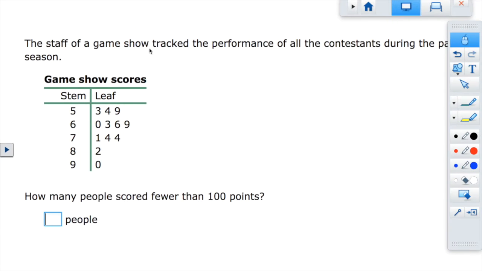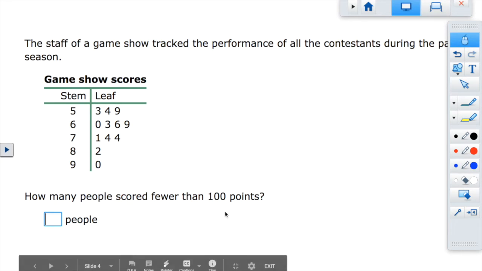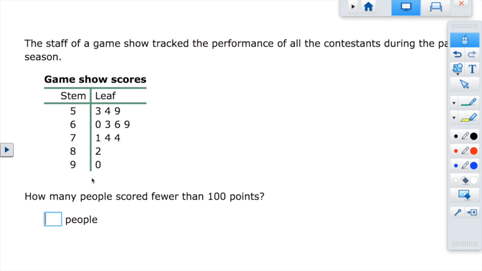The staff of a game show tracked the performance of all the contestants during the past season. So here's all the scores. Again, this one would represent 53, 54, 59. How many people scored fewer than 100 points? Well, the biggest one here is 90. So this means everybody in the stem and leaf plot scored less than 100, because I don't even have a 10 here. So everything's less than 100.